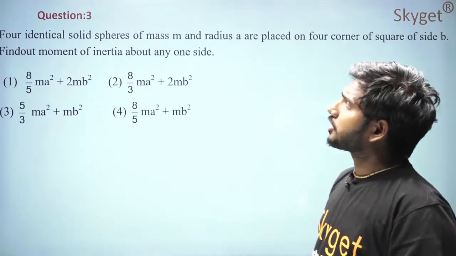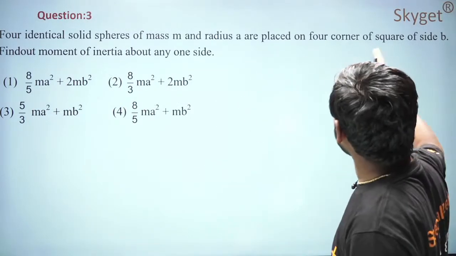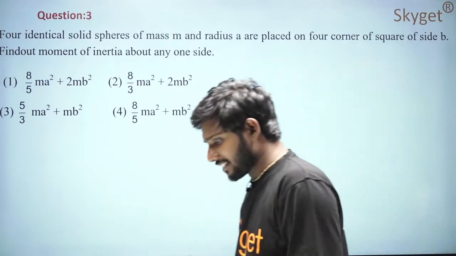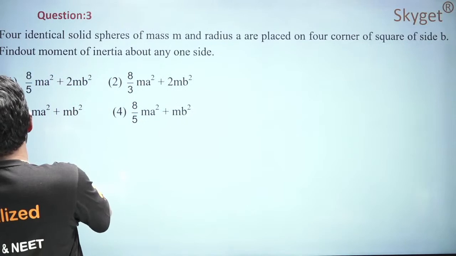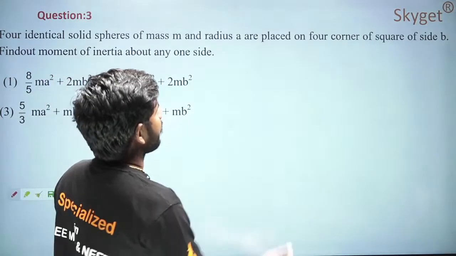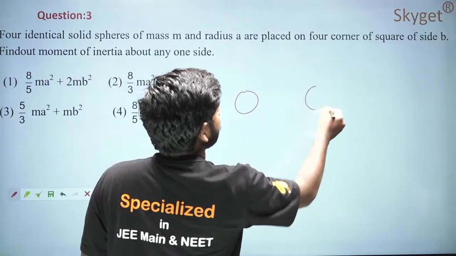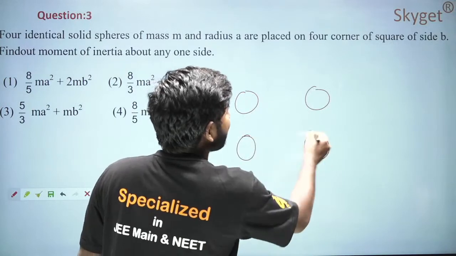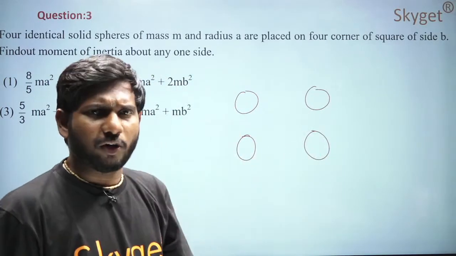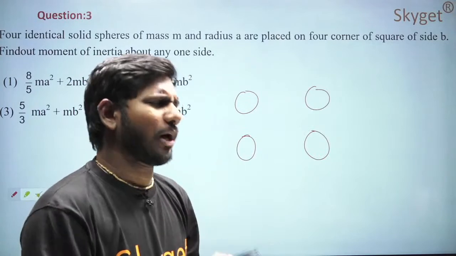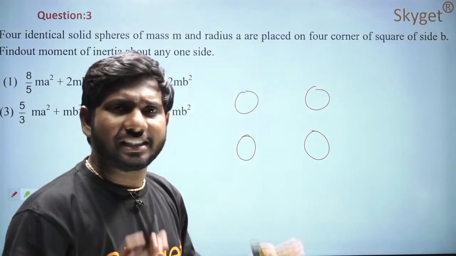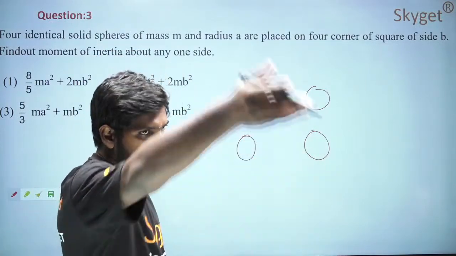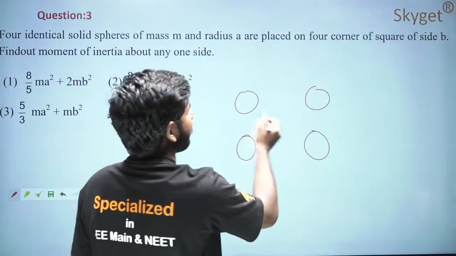Four identical solid spheres of mass m and radius r are placed on four corners of a square of side B. Find out the moment of inertia about any side. This question is based on the moment of inertia concept, students, and what you need to apply is the parallel axis theorem. If you are clear with these two points and their application, your answer is obvious and you will be able to find it.